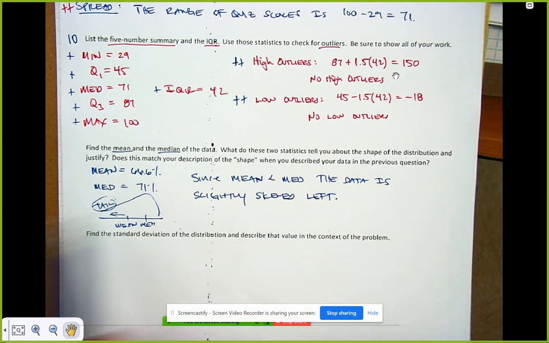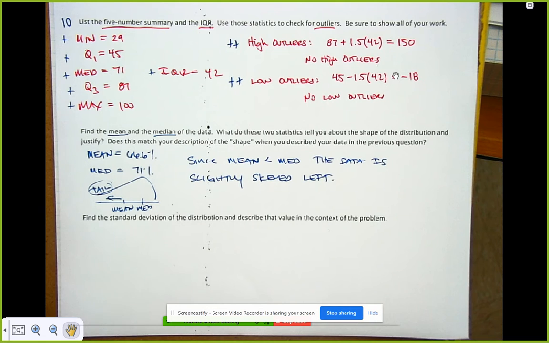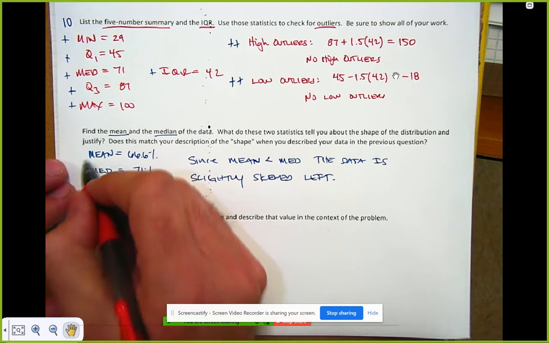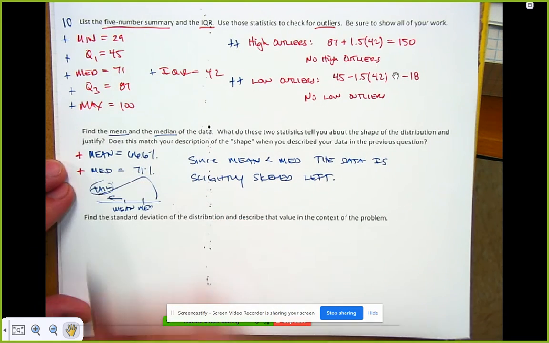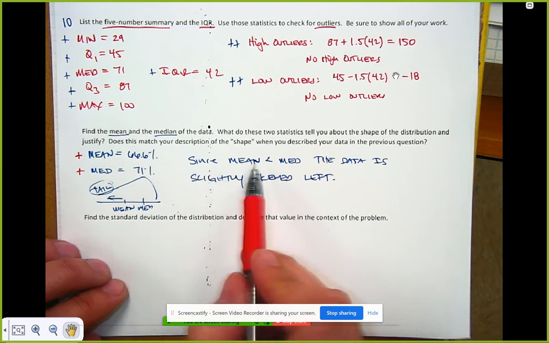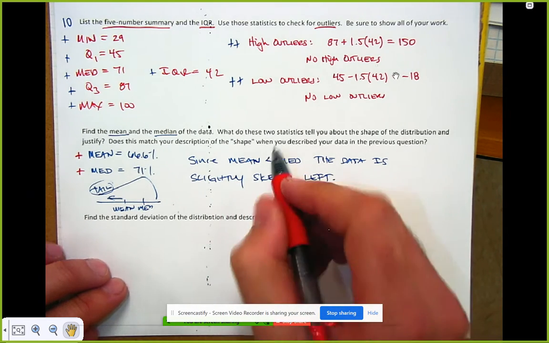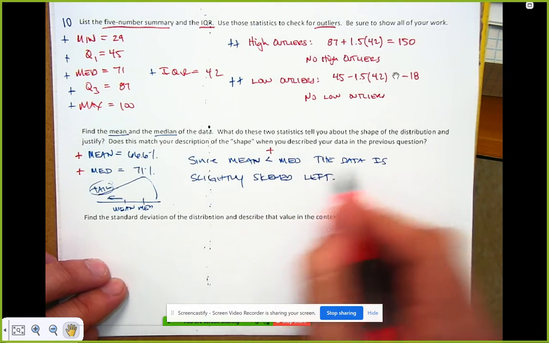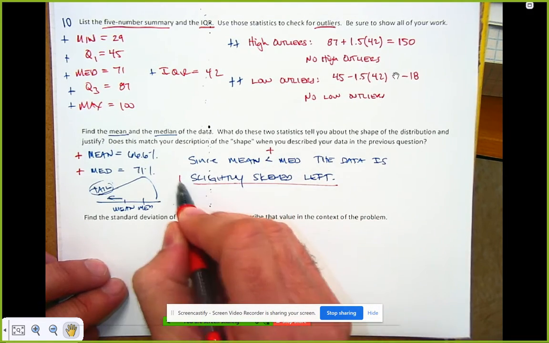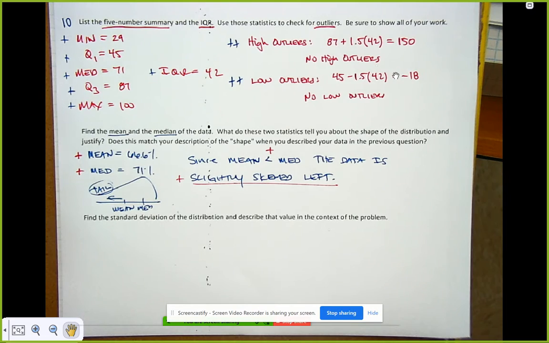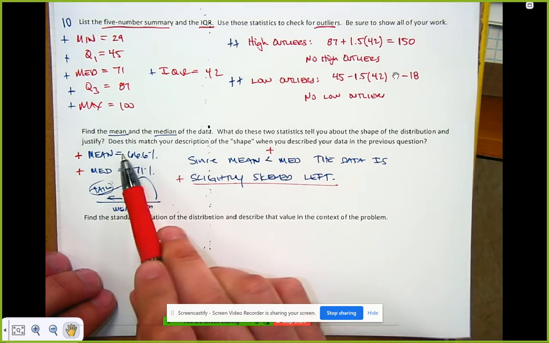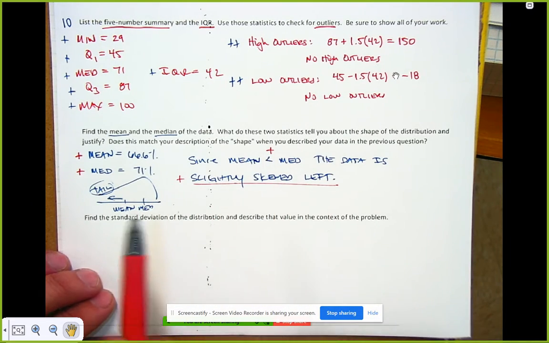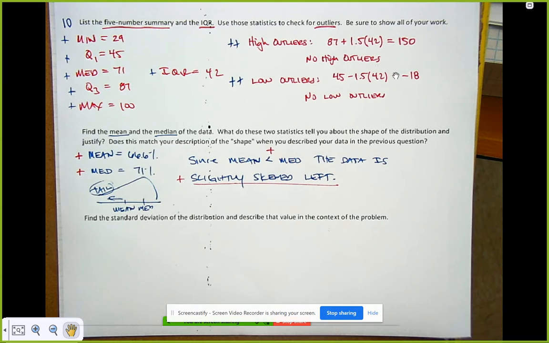Okay, so again, when you read your stats questions, let's check off what we did here. We listed the mean, we listed the median. And then it says, what do they tell you about the shape? Well, I needed to have that analysis to say that it was slightly skewed left. And then the last question is, does this match your description? No.